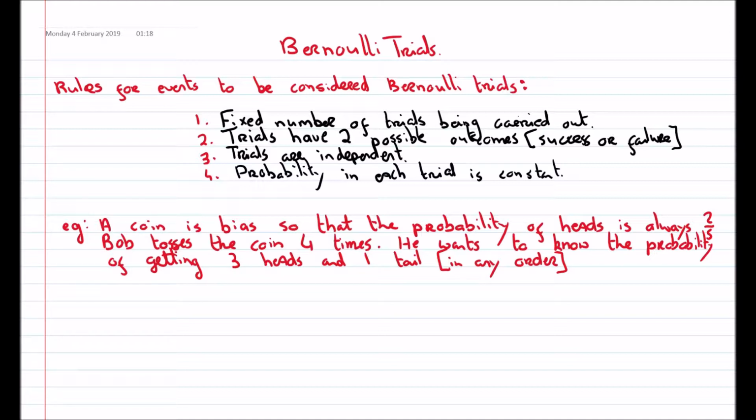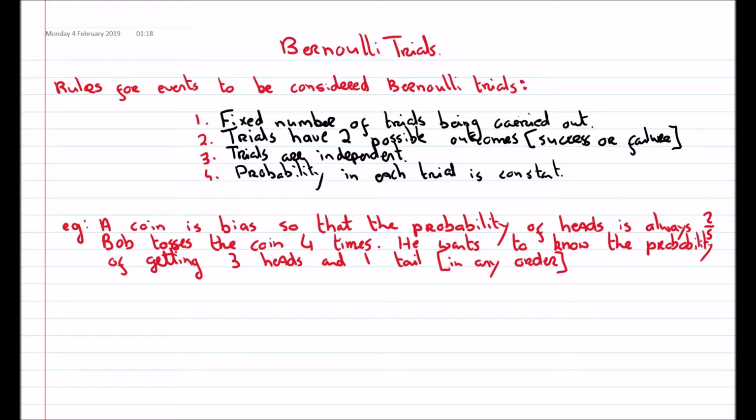The trials can only have two possible outcomes. So tossing a coin is a prime example of Bernoulli Trial. I can either have a head or a tail, success or failure. The trials are independent. What I mean by that is, if I'm tossing a coin and if I get heads the first time, that doesn't affect my chances of getting head or tails the second time. And the probability in each trial is constant. So if it's a 50-50 chance of getting a head in my first toss, then it has to be a 50-50 chance in my second toss.